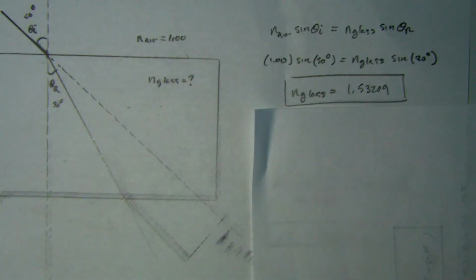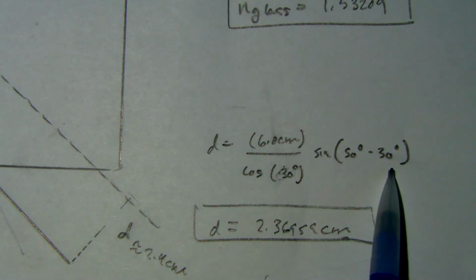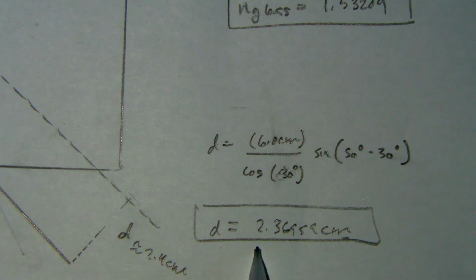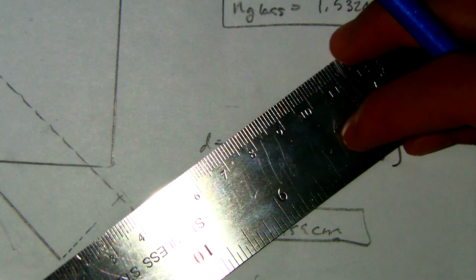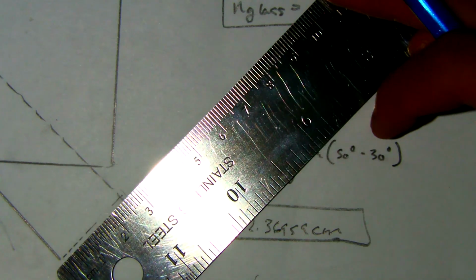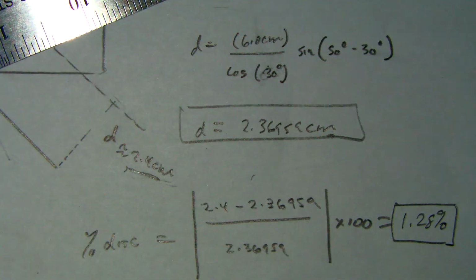So using our derived equation, we can plug in our values, and I measured the thickness to be 6 centimeters, and so I calculated d to be 2.37 centimeters. Measuring with the ruler, I got approximately 2.4 centimeters. So the percent discrepancy, the measured value minus the theoretical over the theoretical, I got approximately 1.28%.